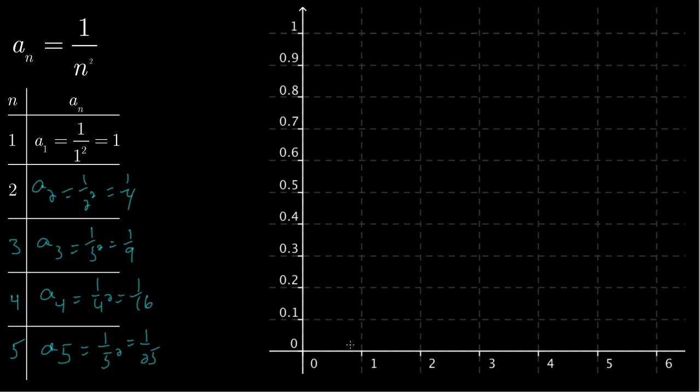And again, if we plot these, 1, 1, 2, 1/4, 3, 1/9, 4, 1/16, and 5, 1/25, produces a sequence that looks like it's decreasing down to closer and closer and closer to 0.